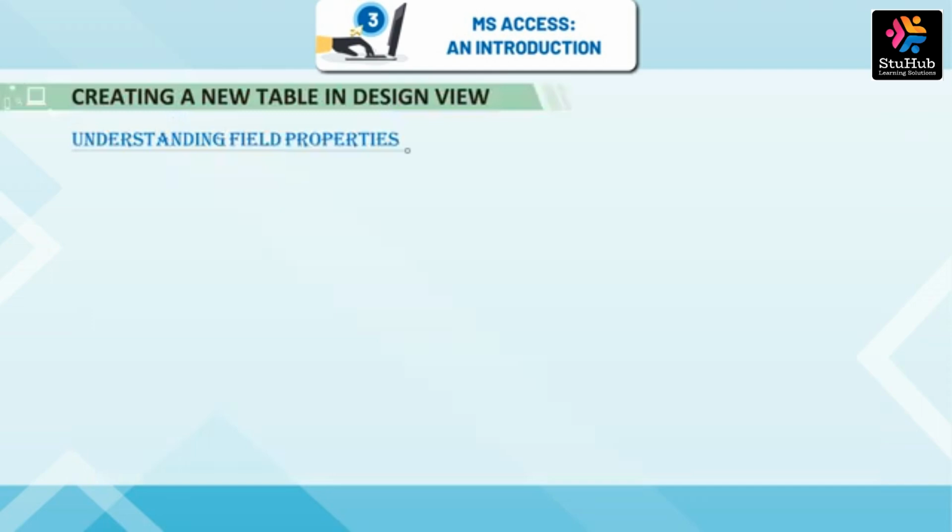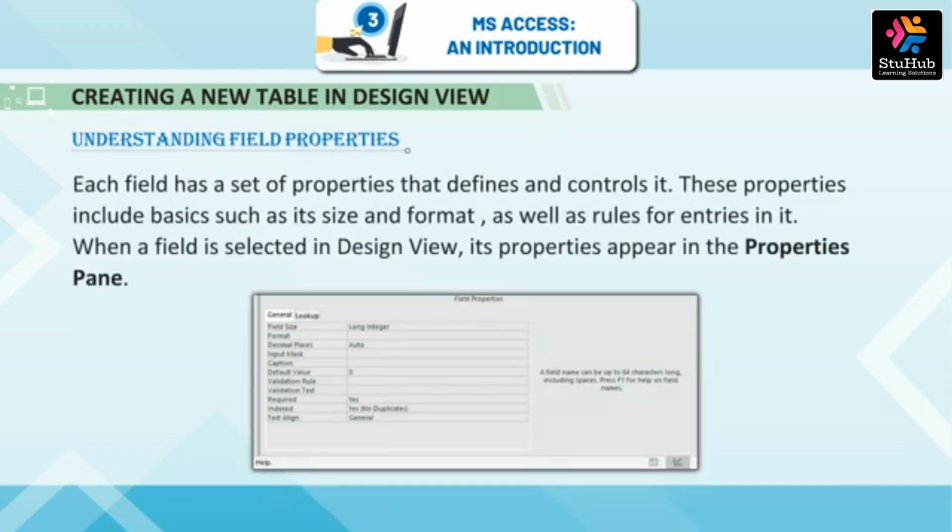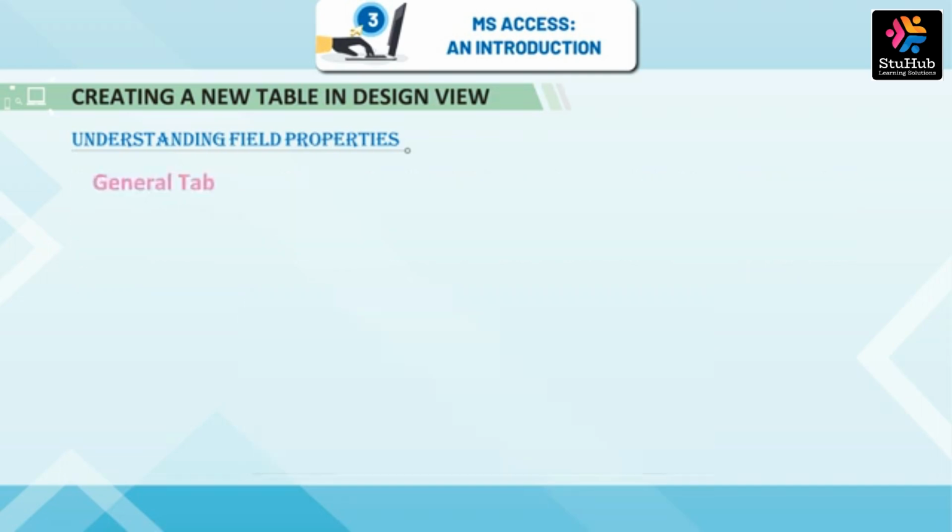Understanding field properties. Each field has a set of properties that defines and controls it. These properties include basics such as its size and format, as well as rules for entries in it. When a field is selected in Design View, its properties appear in the Properties pane.